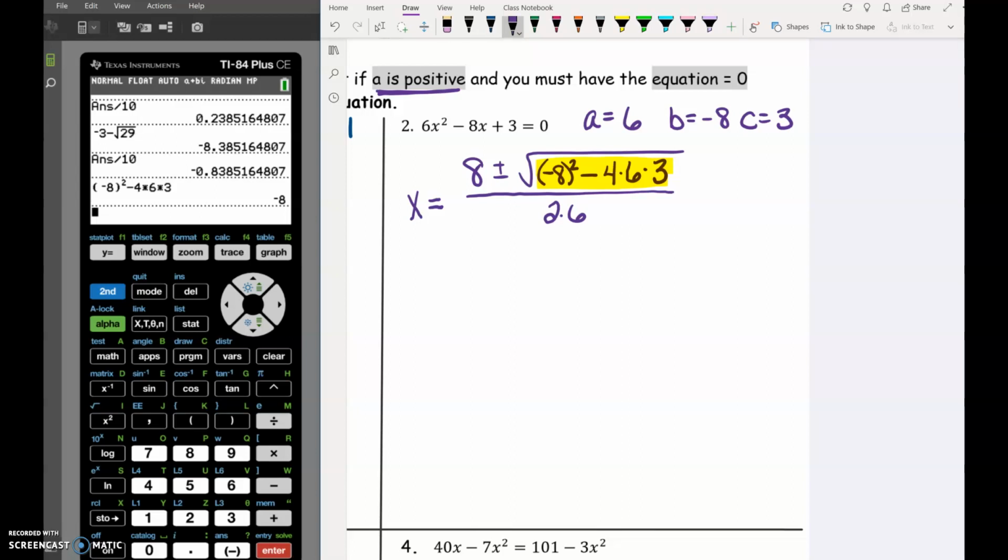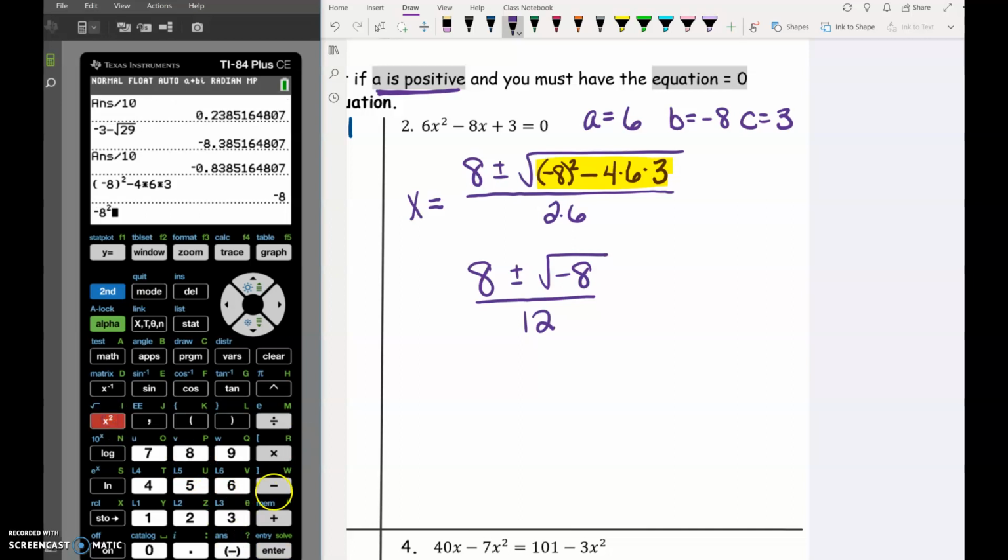I think it should be -8. So 8 plus or minus the square root of -8 all over 12. Now, check this out for a second. If you typed in -8 squared without the parentheses, -4 times 6 times 3, you got -136, which is not correct. So make sure if you are squaring a negative number that you put that negative in parentheses so that you get the correct answer.